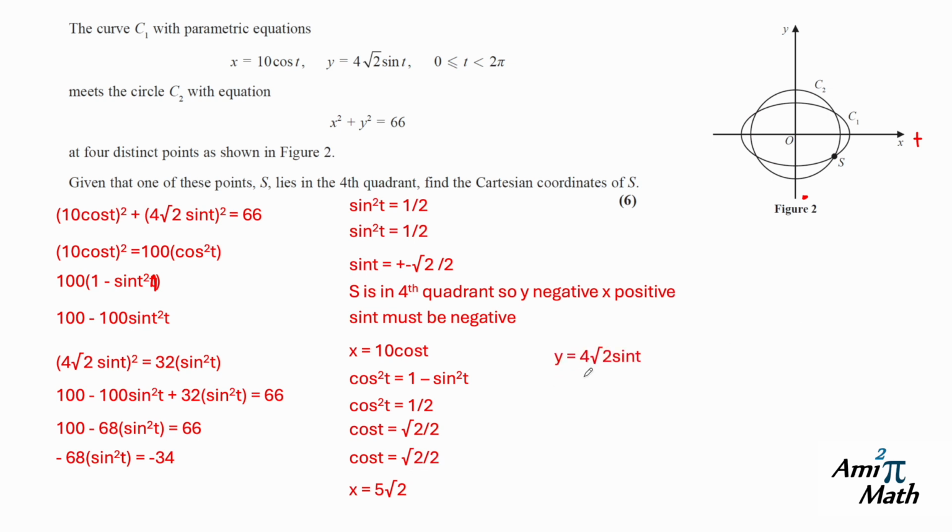y equals 4 root 2 sin t, so we put sin t back into that, which gives us 4, as this cancels out, and this cancels out, and you get 2 times 2, which gives 4.